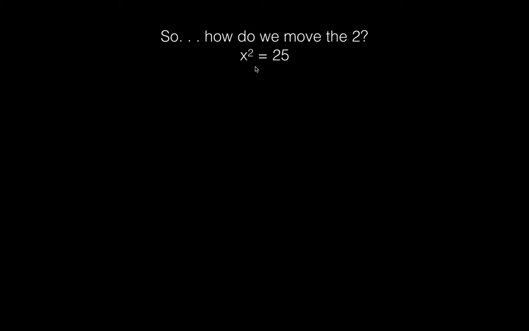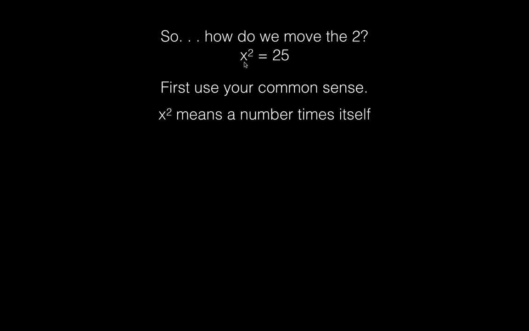That's why I'm wrapping up your week with some easy things. So how do you get rid of the squared? Well, first off, let's use our common sense. And remember that x squared means a number times itself. And so this statement says a number times itself equals 25.